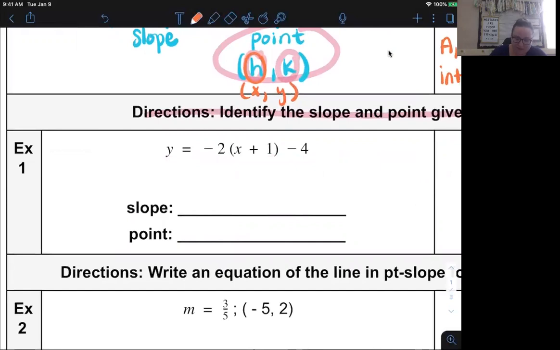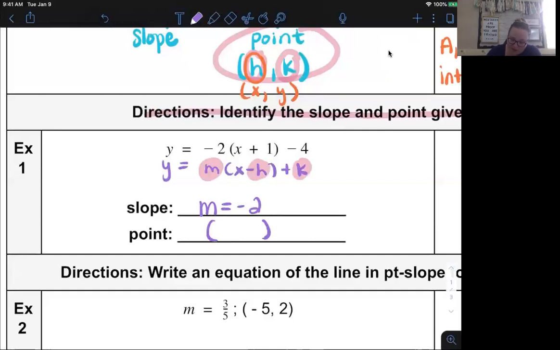Well, you can tell that this is in point-slope form because it's in y equals m times x minus h plus k. So remember, m is your slope, and h and k are the point on the line. And that point can be any point on the line. So as you can see, our slope, our m, is equal to negative 2.